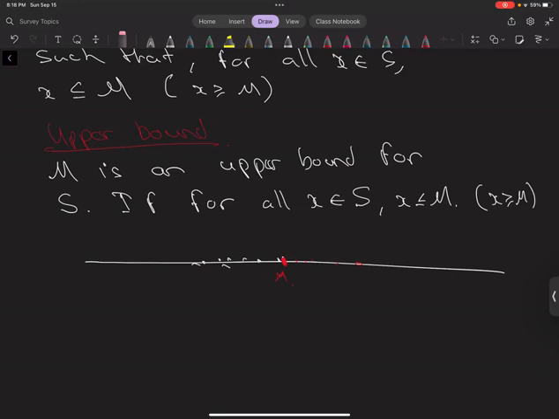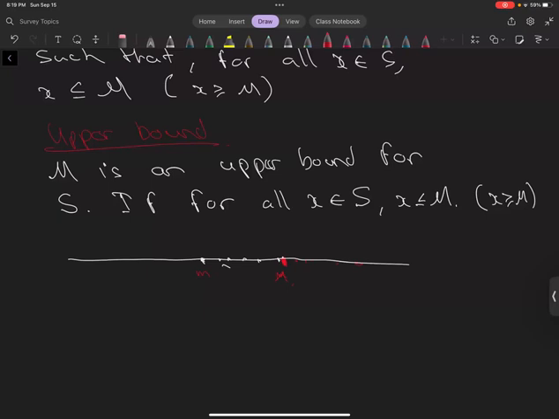And when you have a finite set, you can also talk about the minimum. Okay, so all this is good. You can talk about the minimum. Let's call it little m, if the set is finite.